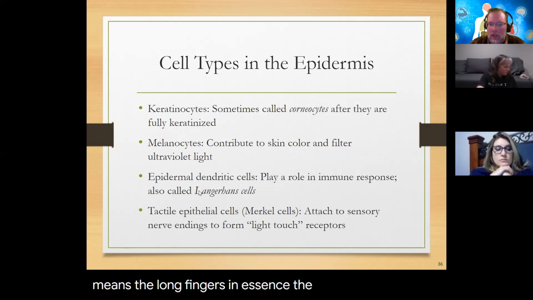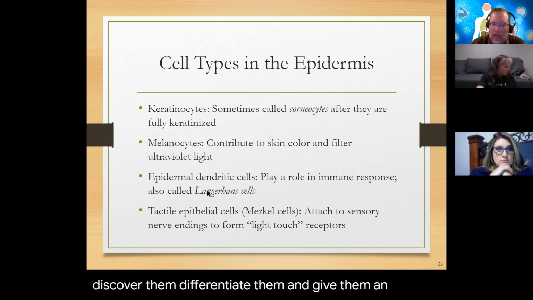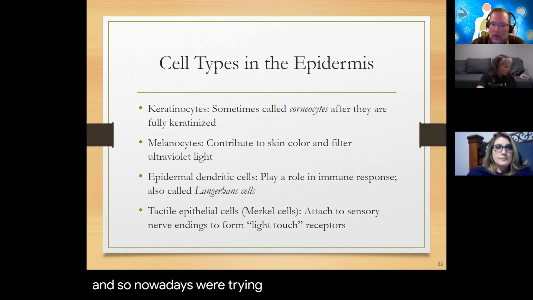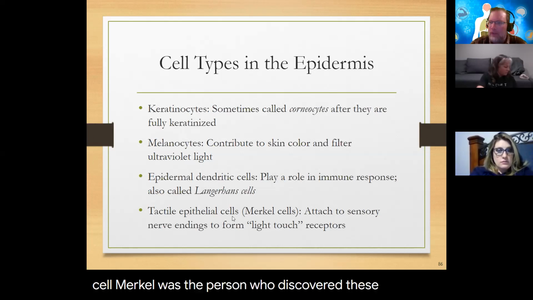These used to be called Langerhans cells. Langerhans is a person who, I don't know if he discovered them as much as he was the first one to discover them, differentiate them, and give them a name. And so nowadays we're trying to get away from proper names. So that's why it's now called an epidermal dendritic cell. Merkel was the person who discovered these, and now they're called tactile cells.